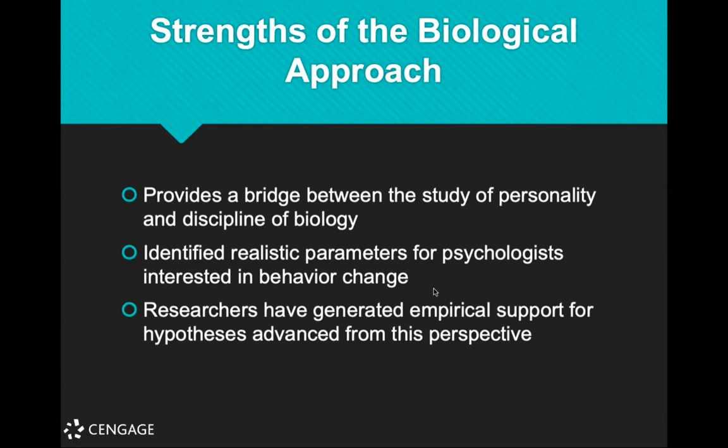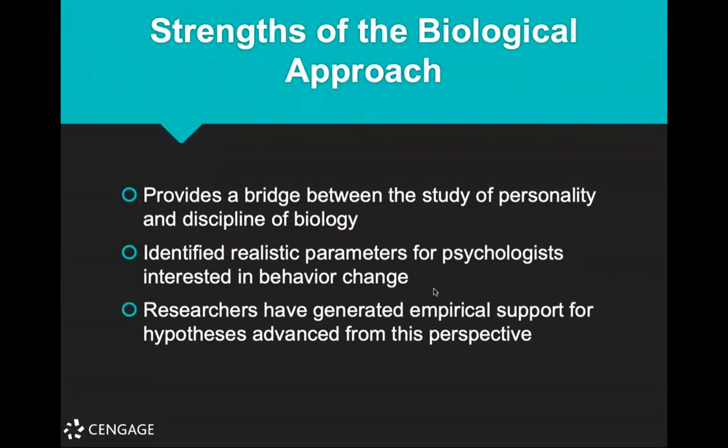So this brings us towards the end of today's presentation. We will now look at the strengths of the biological approach, followed by the criticisms. Some of the strengths of the biological approach to understanding personality is that it provides a bridge between the study of personality and the discipline of biology. It's very obvious that it does. It puts our own body into perspective, right? How our body relates to our emotions, our mental health, our personality. That's sort of more on the abstract level. Bringing that abstraction into a concrete reality.